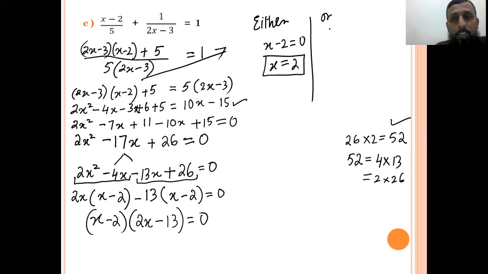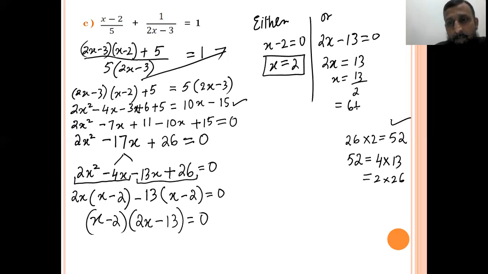So the next one is 2x minus 13 is 0. Move this 13 on the other side. 2x equals 13. x equals 13 upon 2. So you can write it as 6.5, or you may write it as 6.5.